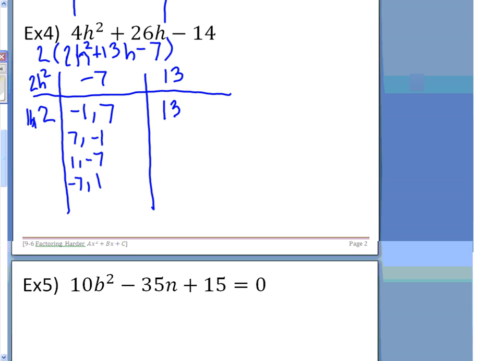So I put my h's back in, right? And I end up with 2h minus 1 and h plus 7. So there's my two factors. 2h minus 1 and h plus 7. And don't forget, we factored out a 2 at the beginning, so we need to put that 2 back in. Okay, let's go ahead and do another problem. We're almost done here.